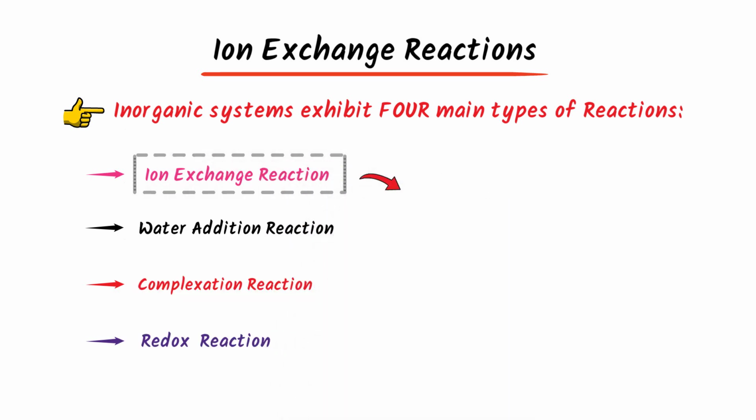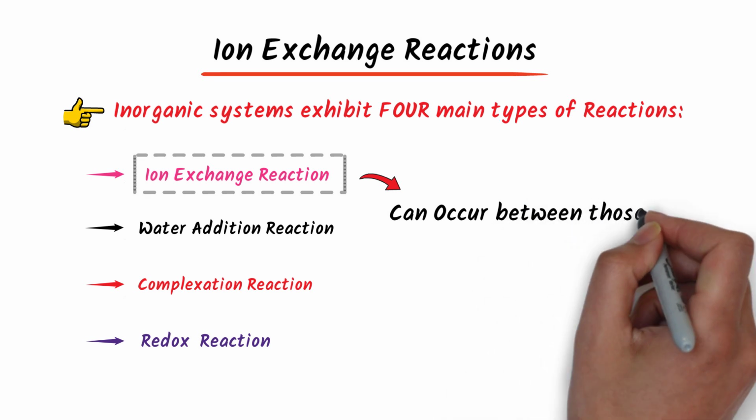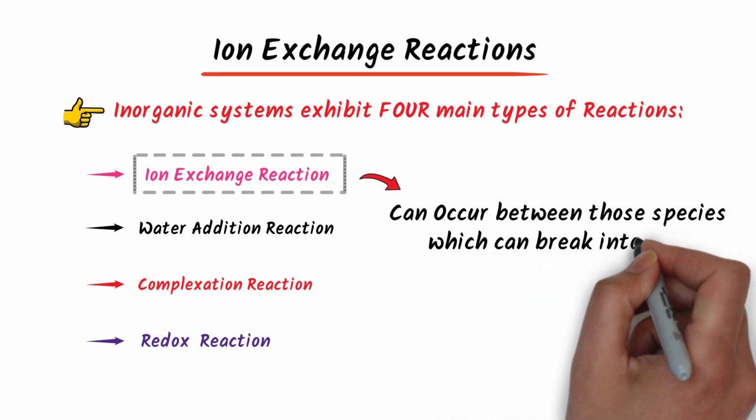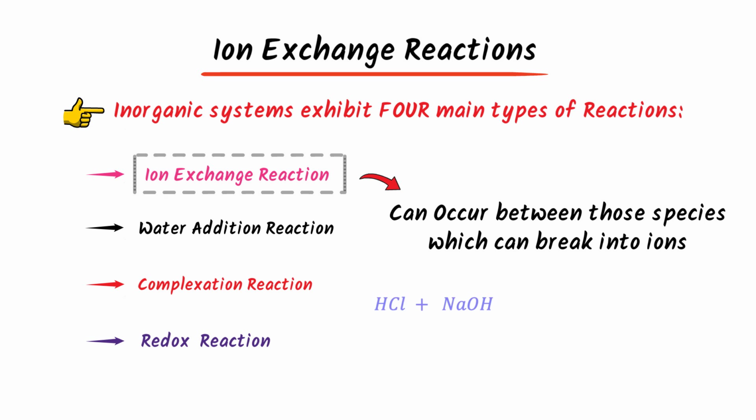Ion exchange reactions can occur between those species which can break into ions. For example, hydrochloric acid upon reaction with sodium hydroxide produces sodium chloride and water.